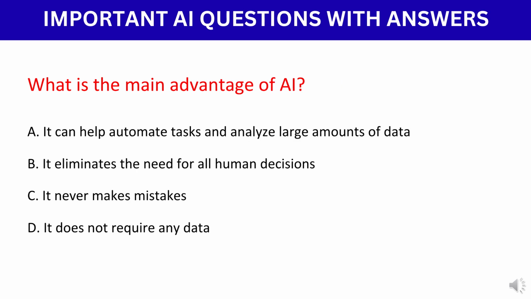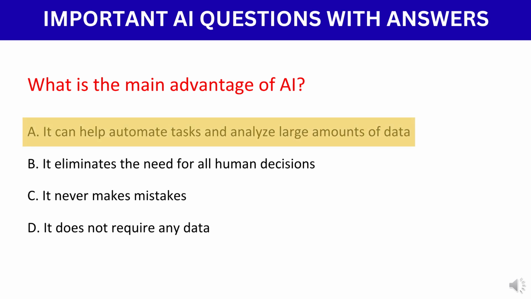Question number 29. What is the main advantage of AI? Option A. It can help automate tasks and analyze large amounts of data. Option B. It eliminates the need for all human decisions. Option C. It never makes mistakes. Option D. It does not require any data. The correct answer is option A. It can help automate tasks and analyze large amounts of data. AI can help people automate repetitive tasks, identify patterns, process information, and support decision making.